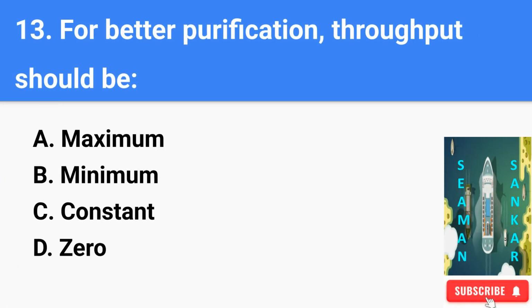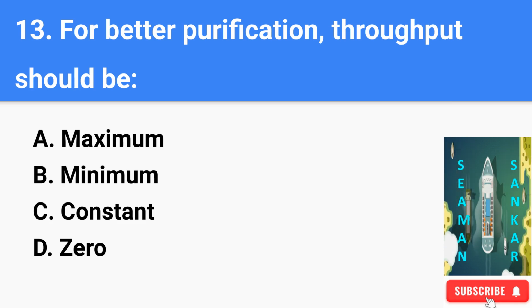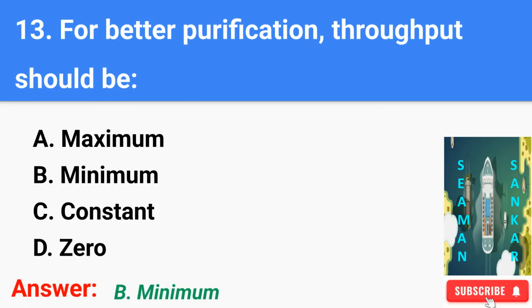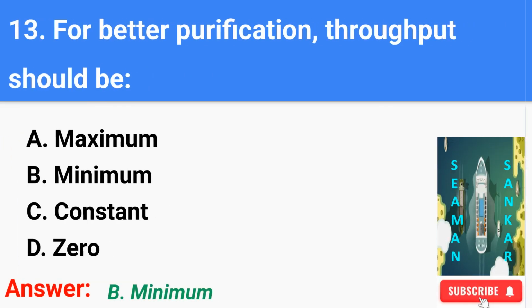Question 13. For better purification, throughput should be A. Maximum. B. Minimum. C. Constant. Or D. 0. The answer is B. Minimum. A lower throughput allows more time for effective separation.